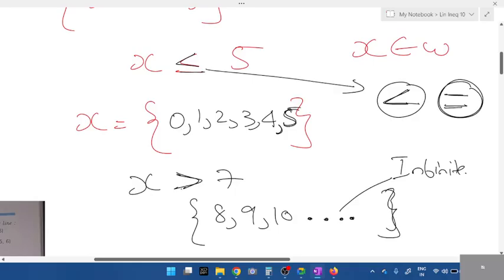Fine. If I write greater than equal to, students, should I consider even 7 now? If I write greater than equal to, yes, you have to consider even 7. The answer is 7, 8, 9, 10, and you keep dots like this. Fine. So this is known as set. You have to write set.